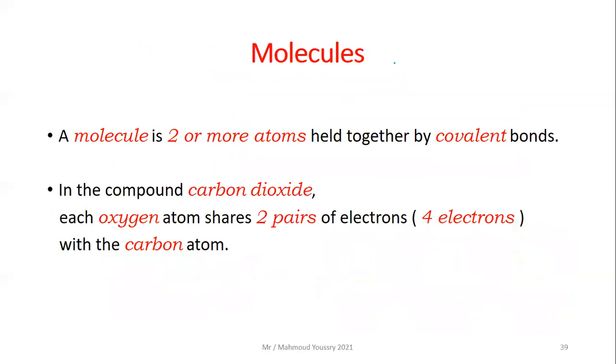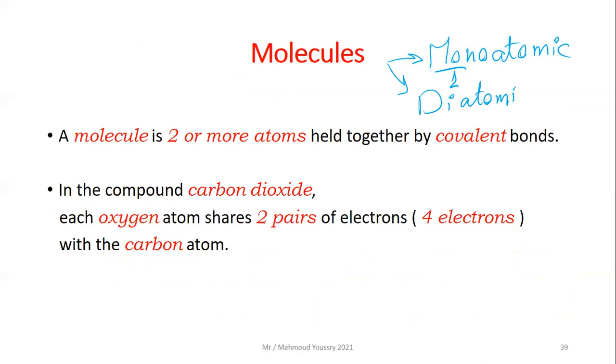So we will talk about molecules. We have 2 types of molecules. The first type is called monoatomic molecules. The word mono means one, so this molecule consists of one atom. Other molecules are called diatomic molecules. Diatomic, like hydrogen, for example: the molecule of hydrogen is H2. So these are 2 atoms of the same element.